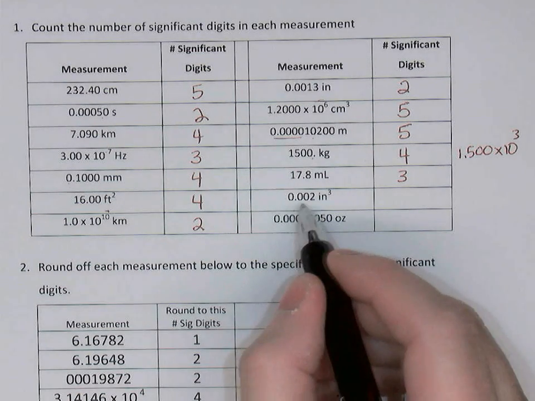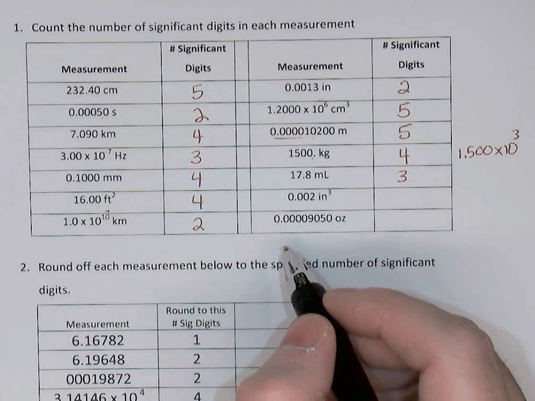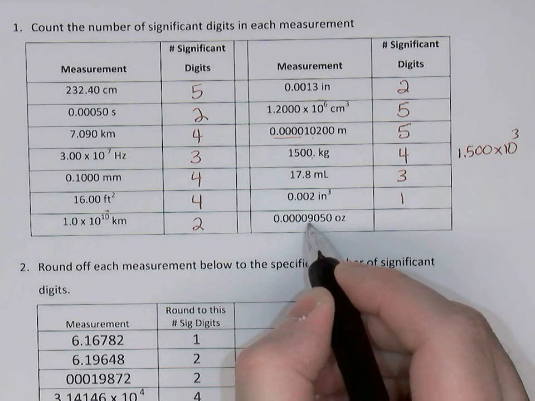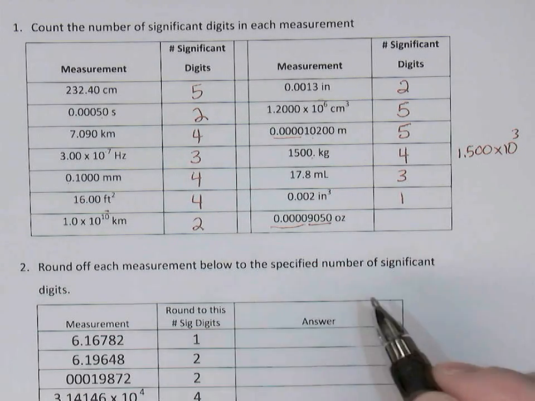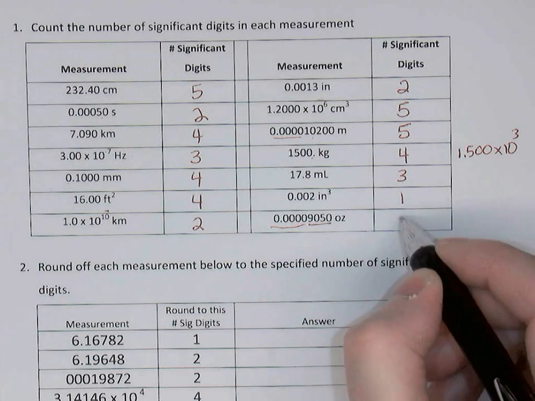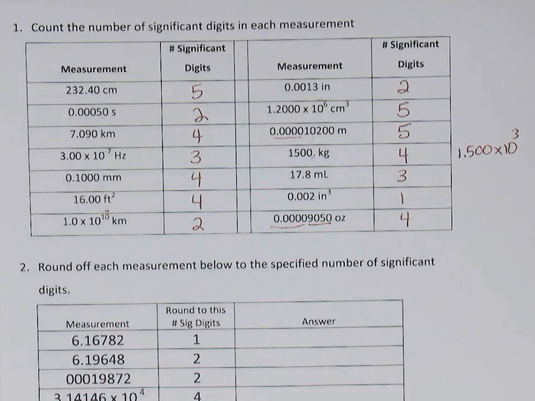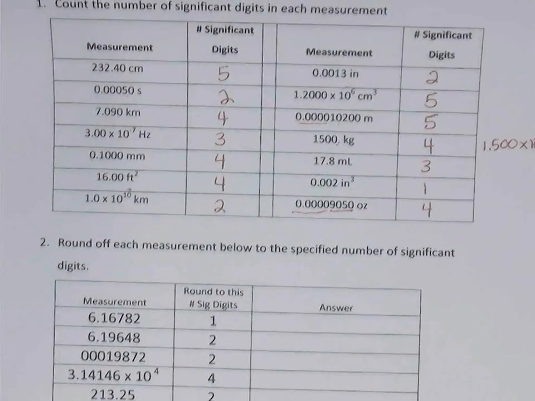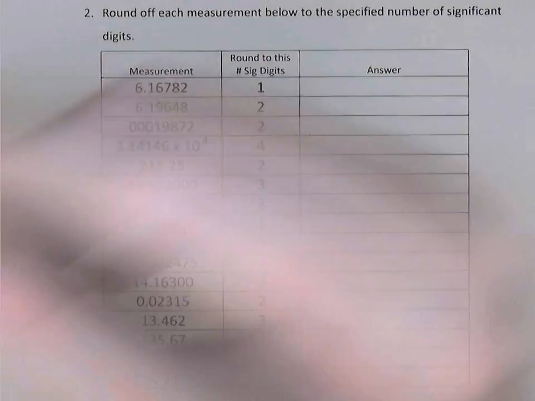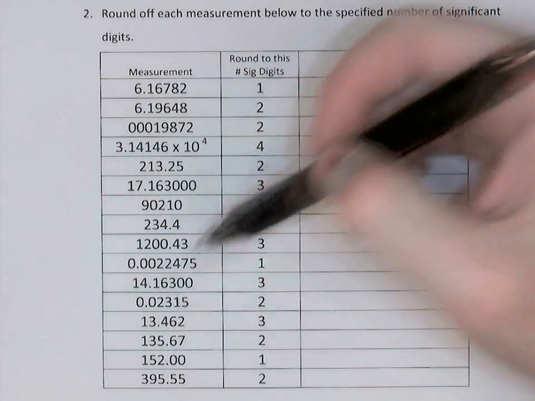0.002, the zeros are all leading zeros, so none of them count. There's only 1 significant digit. 9050 is significant here. The zeros at the beginning are leading zeros and do not count, so 9050 has 4 significant digits.